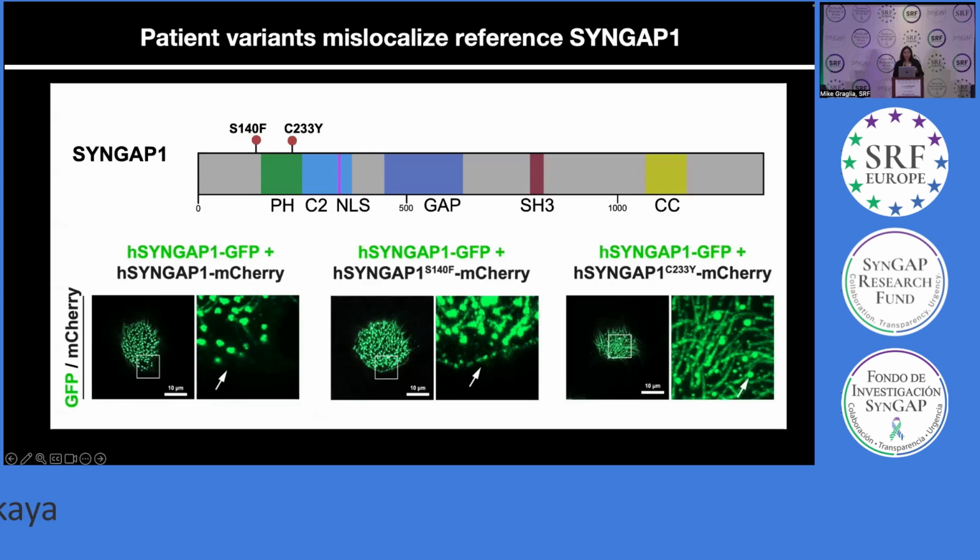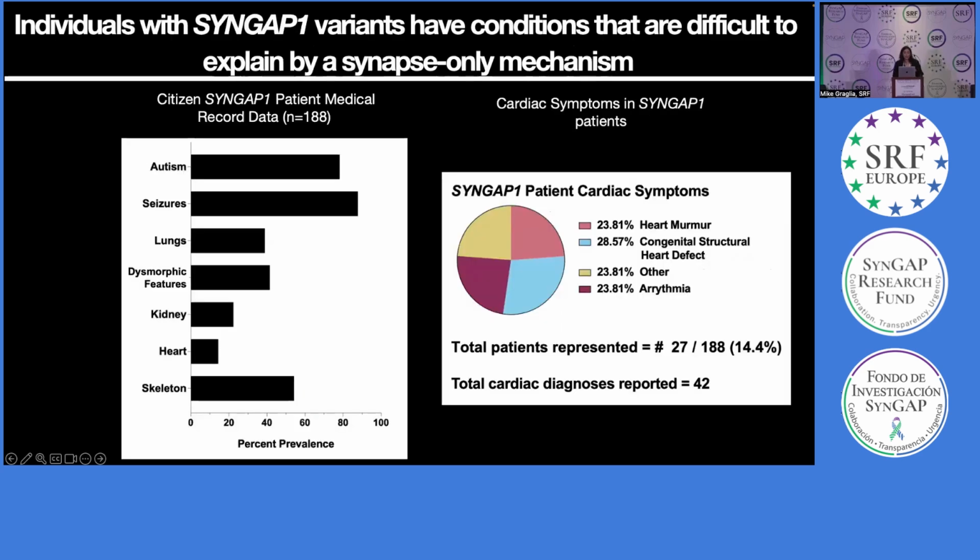So far, altogether, this work suggests that SYNGAP1 has a required function on the cilium, but does that translate to cilia defects in patients with de novo heterozygous variants? And so we looked at cohorts to see whether they had evidence of ciliary dysfunction. And through Citizen, we got access to a comprehensive data set of patients with de novo pathogenic variants in SYNGAP1.